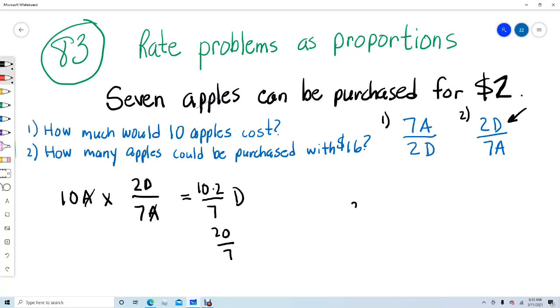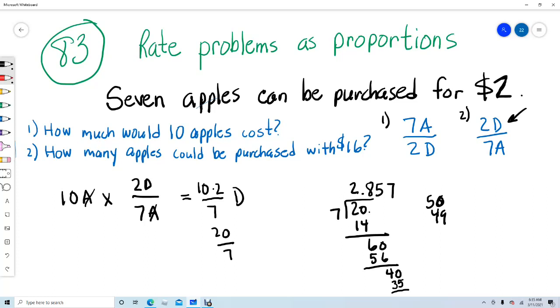And for dollars, I'm going to have to get a decimal. So we're going to do it this way. It goes in twice. We put our decimal up there. 7 goes into 60 8 times. 8 times 7 is 56. Drop down another 0. That goes in 5 times. That's 35. Okay, we'll go one more time so we can round it. 7 goes into 50 7 times. It's 49. All right, so 2 and 857 thousandths rounds.